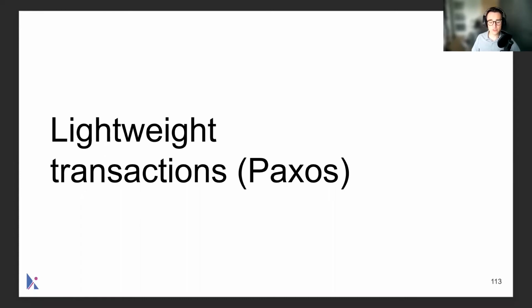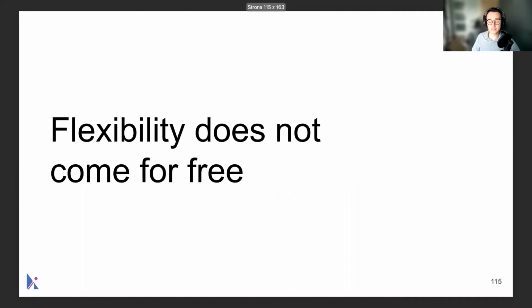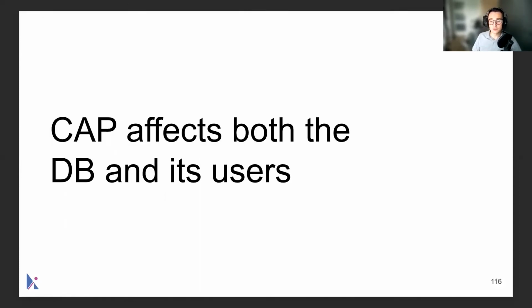However, those lightweight transactions are known for being quite tricky and also for suffering from performance issues. So as you can see, this kind of flexibility does not come for free. Somebody will have to pay the price, either in terms of performance or implementation effort or anything else. But the true point here is that CAP affects both the design of the database and its users. So the users have to understand the trade-offs and have to know what they are doing.